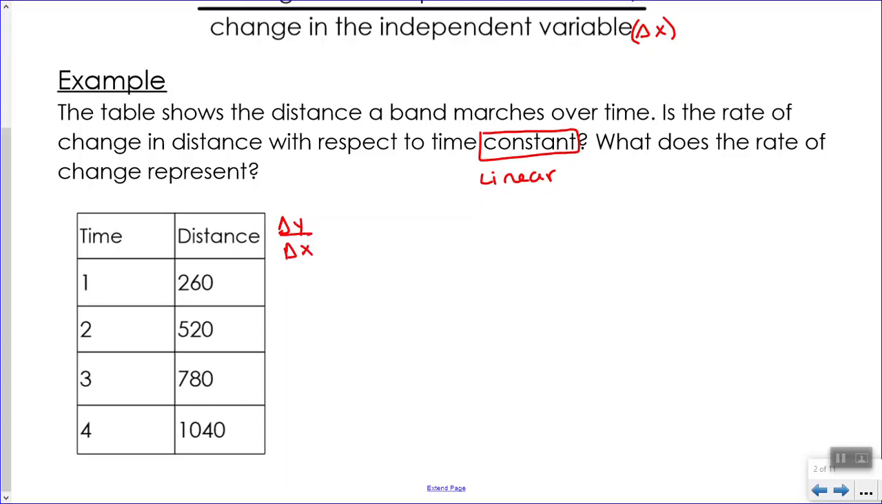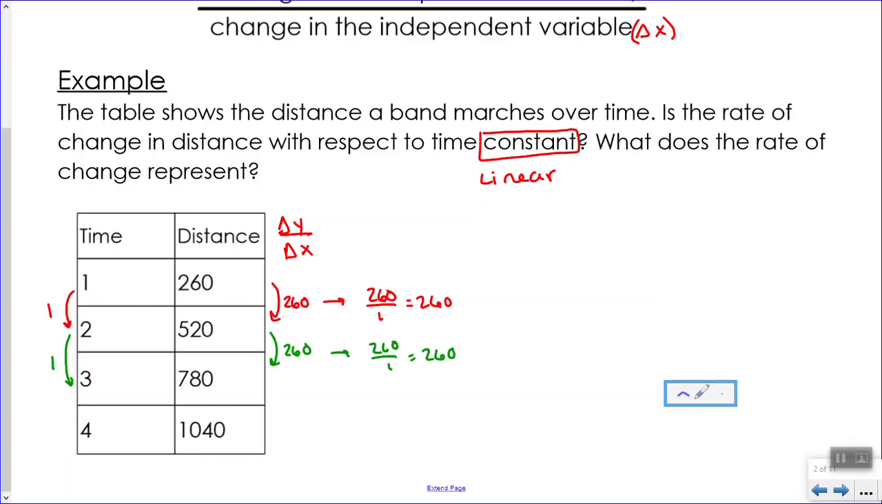So as I go from 1 to 2, my change in x is 1. And as I go from 260 to 520, my change in y is going to be 260. So my rate of change is 260 over 1, or 260. Now we want to check it for the next transition to see if that rate of change remains the same. So again, we're going from 2 to 3, which is a change in x of 1, and we're going from 520 to 780, which is a change again of 260. So we have 260 over 1, which is a rate of change of 260.